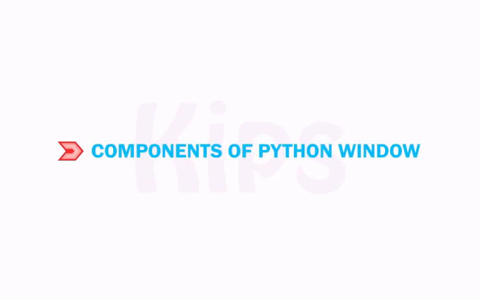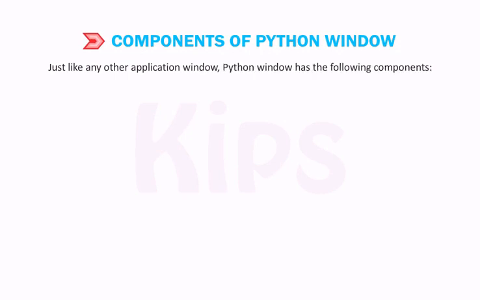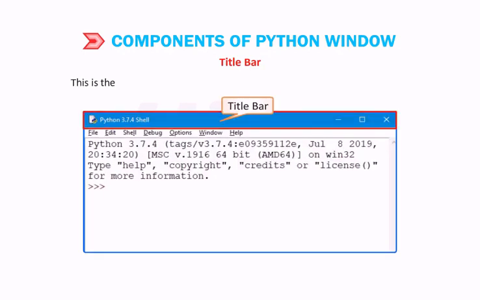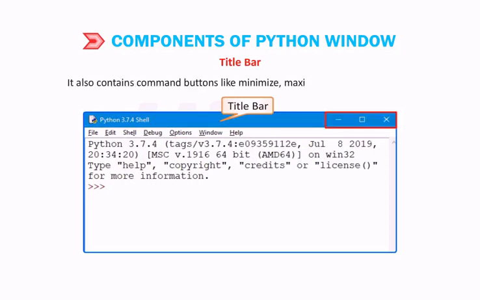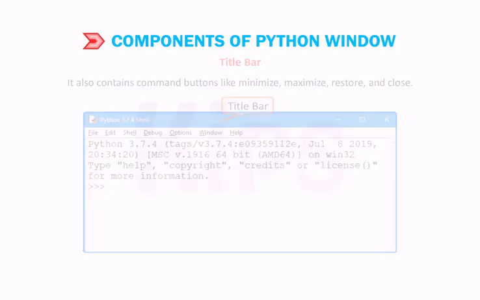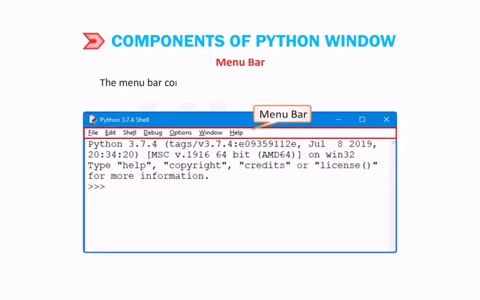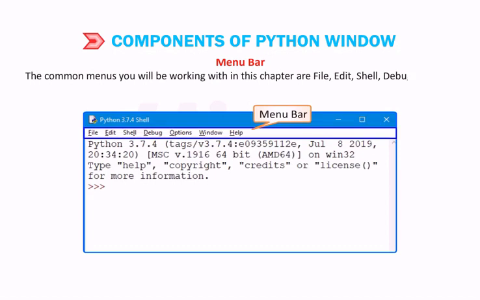Okay students, let us talk about components of Python window. Just like any other application window, Python window has the following components. Title bar. This is the area that displays the name of the application and the document. It also contains command buttons like minimize, maximize, restore and close. Menu bar. The menu bar consists of various menus with different options. The common menus you will be working with in this chapter are File, Edit, Shell, Debug, Options, Window and Help.